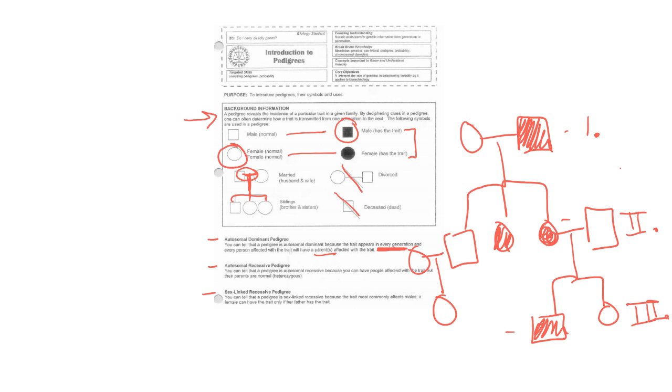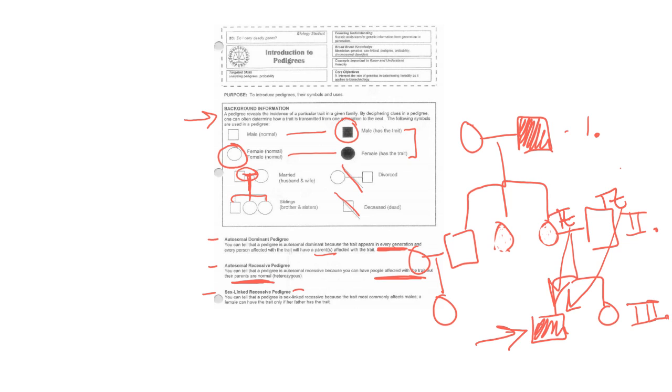For autosomal recessive, I need to realize that I could have people that have the trait, but their parents are normal. Okay, so basically what it's saying is that it can skip generations. So for instance, I can have somebody here who has the trait. So this person here in generation 3 has the trait, but the parents are normal, because if it's recessive, right, the parents could not show the trait, but they both could pass it on if they were carriers.